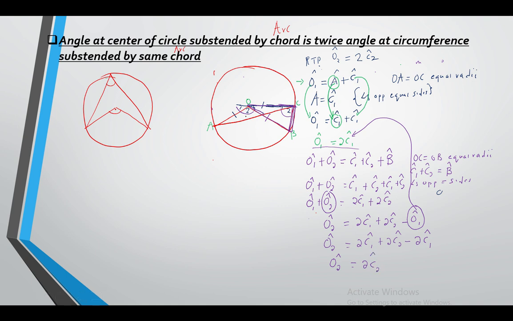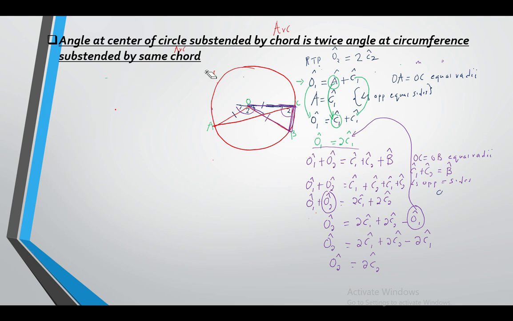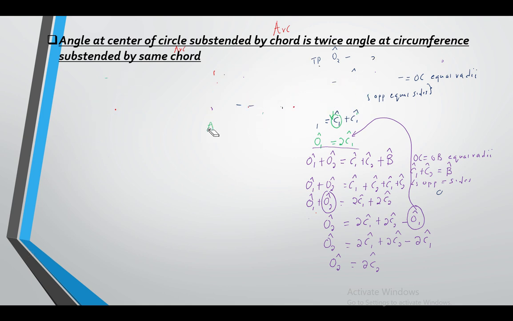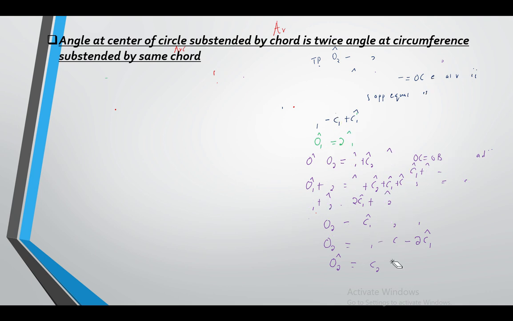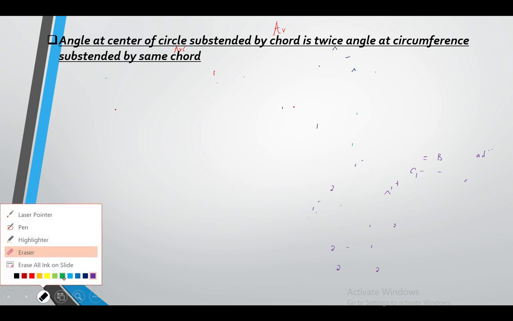The angle at the center, in this case O2, is twice the angle at the circumference of a circle. For this theorem to hold, they need to be subtended by the same arc. So the angle at the center of a circle, guys, is twice the angle at the circumference of a circle. You have to remember that.